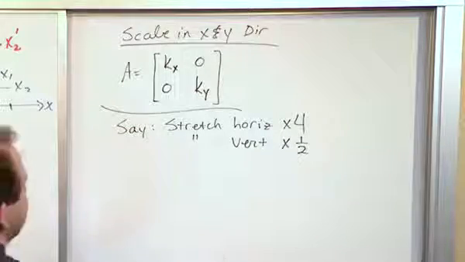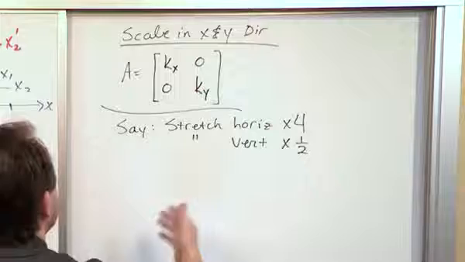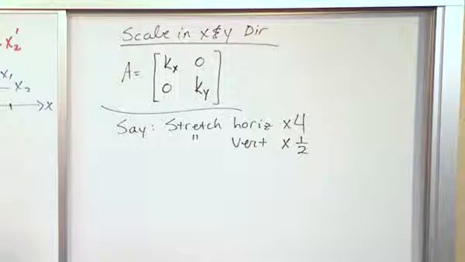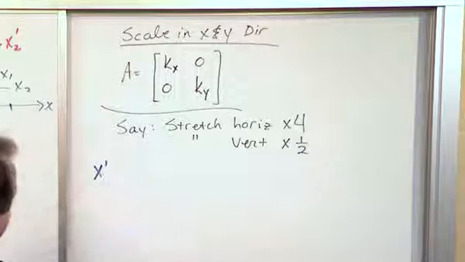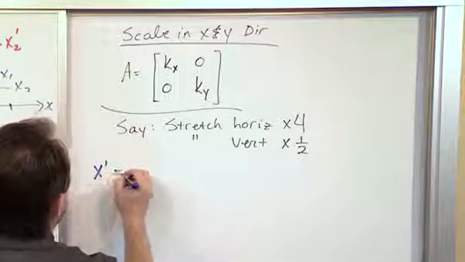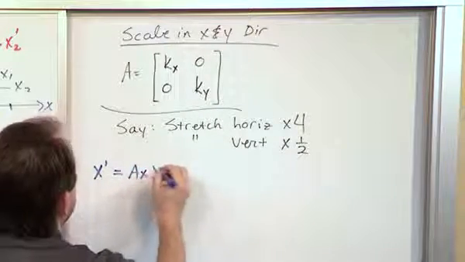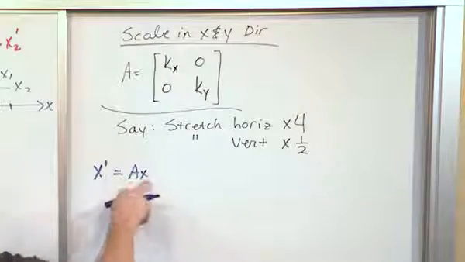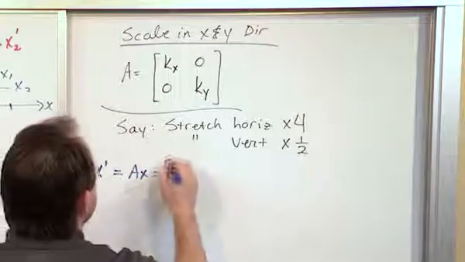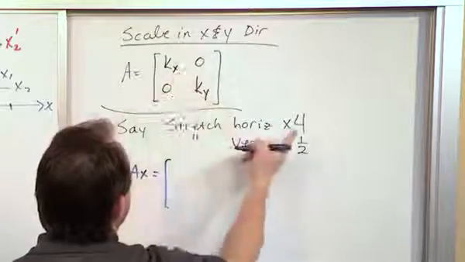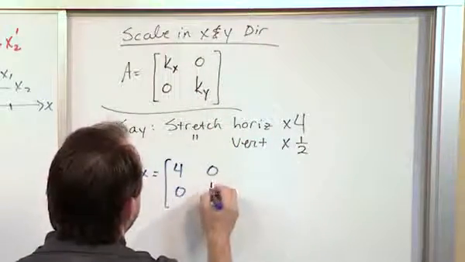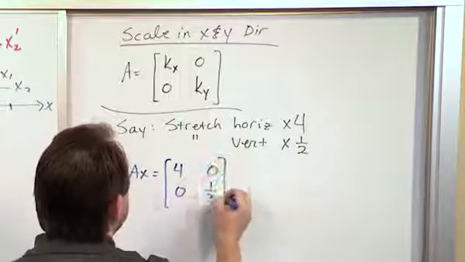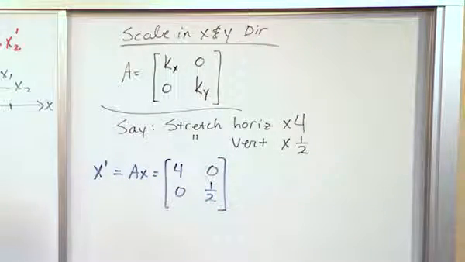So our original points, 1, 1, and then 2, 1. All right, so the new point that we have is going to be the transformation matrix times the original point. That's what this x is right here. The transformation matrix in this case for the x direction is a 4, 0, 0, and the y we're shrinking by 1/2 or stretching by 1/2, which cuts it in half. So that's our transformation matrix.